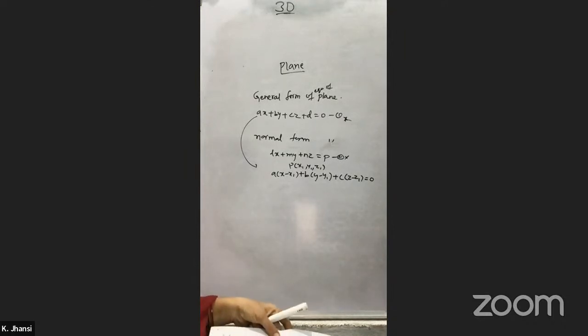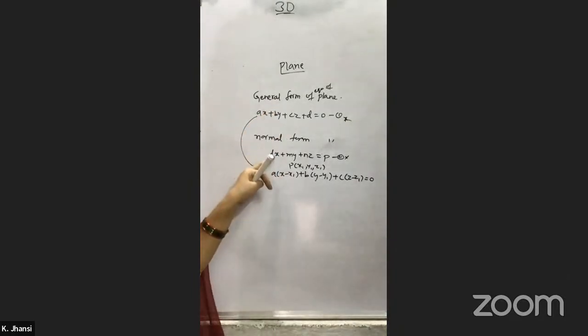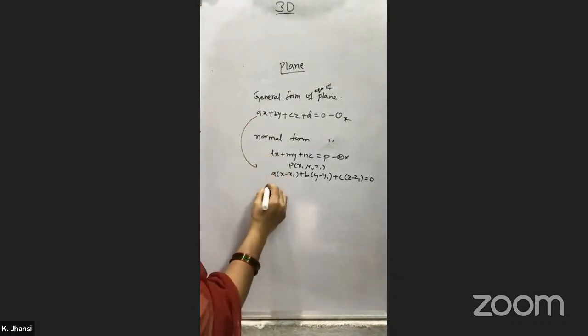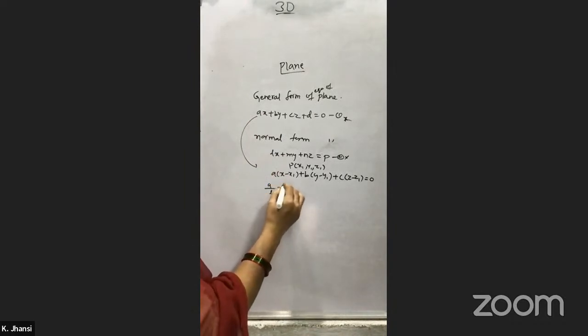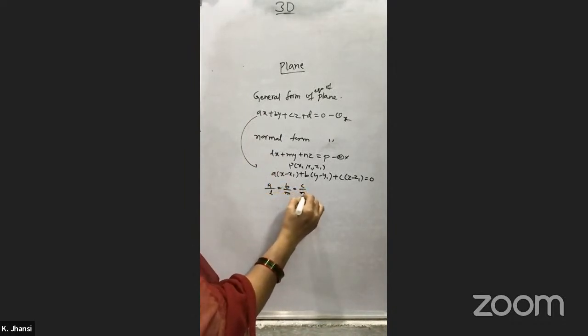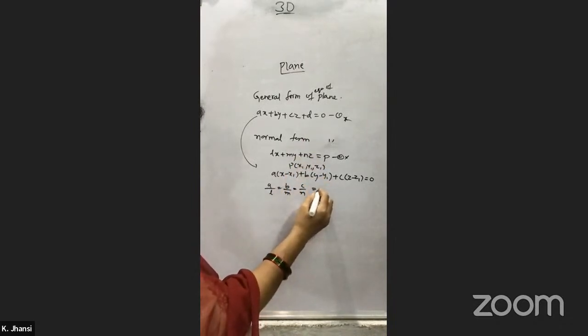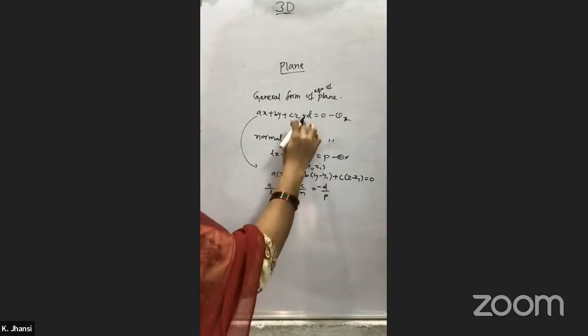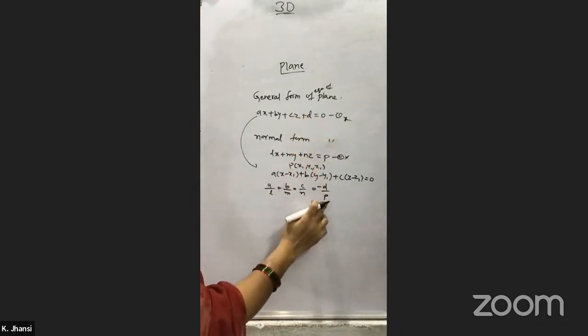Next, on page number 45, we have transformation to the normal form. From the general form, you are converting it into the normal form. One relation you will get, and the relation is very important. We have already seen that a by l equals b by m equals c by n. If you take these relations, you will get a by l equals b by m equals c by n equals d by minus p. Since d goes to that side it becomes minus d, and p is already positive.